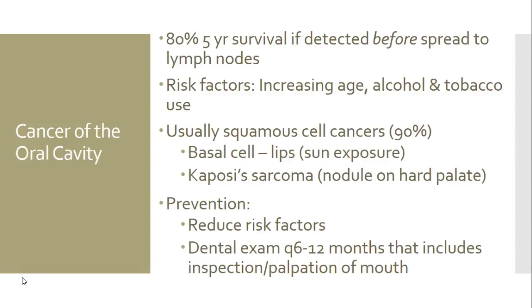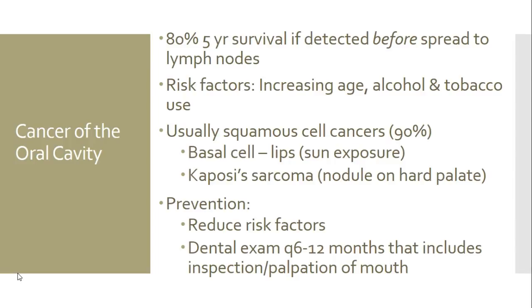When we think about cancer of the oral cavity, it's important to remember that if it is detected prior to the spread to lymph nodes, there is a 5-year 80% survival rate. But because of the high amount of lymph nodes that are in this area, it needs to be caught quite early. Risk factors for cancer of the oral cavity include age. Just the aging process can make you more apt to develop irregular cells in your oral mucosa area, and then the use of alcohol and tobacco. Specifically, smoking tobacco can be bad, but chewing tobacco, there's a high correlation between chewing tobacco and oral cancer.